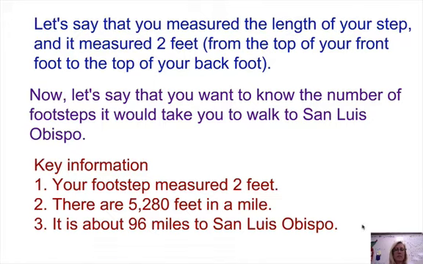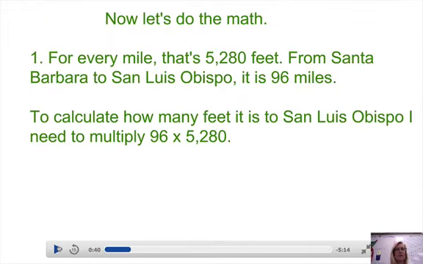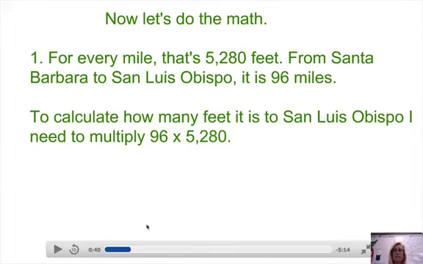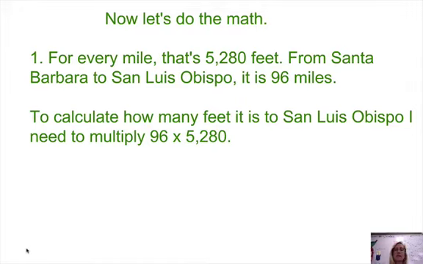So let's use that information to help us figure out how many steps it would take to get to San Luis Obispo. For every mile, that's 5,280 feet, from Santa Barbara to San Luis Obispo it is 96 miles. To calculate how many feet it is to San Luis Obispo, I need to multiply 96 times 5,280. And I'm actually going to go ahead and do the calculation just as a review in case you want to refresh your memory on how to use a standard algorithm for multiple digit multiplication.